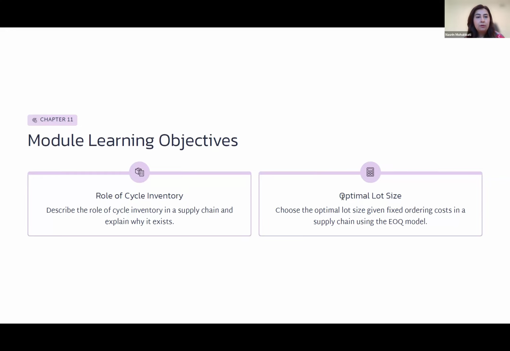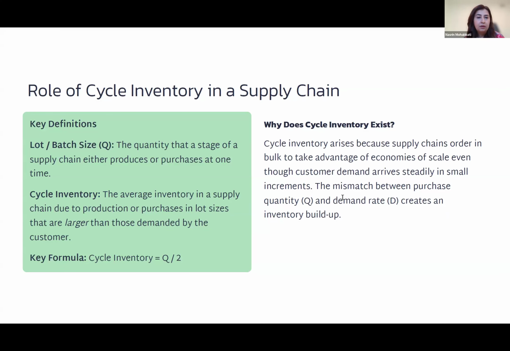So let's start with some definitions. What is cycle inventory? It is the average inventory we keep in a supply chain. So usually we purchase inventory in batch or in a lot. The reason is that we want to take advantage of economies of scale.